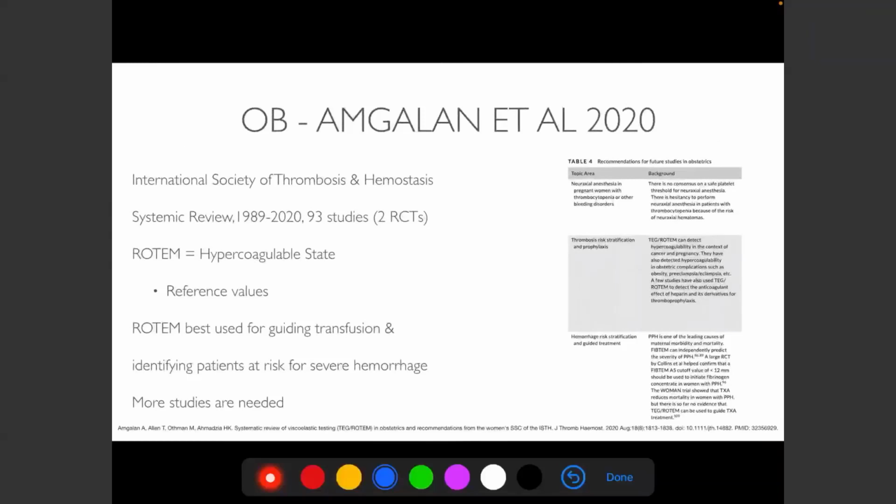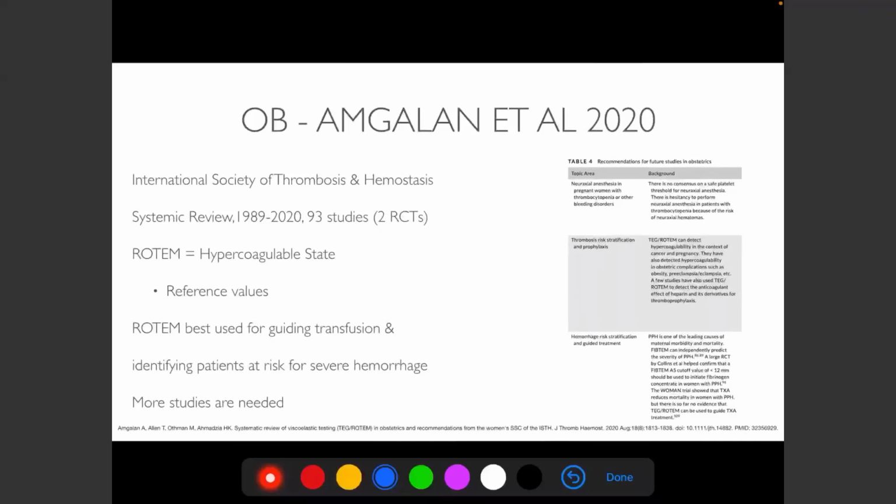The International Society of Thrombosis and Hemostasis did a systematic review of 93 studies of OB literature, and they did the study in 2020. And only 2 of those 93 were RCTs. I think it's a lot of multifactorial stuff, and the 2 RCTs they used weren't even that good, which I'll talk about in the next one. And they basically were able to do a couple things. One, they created reference values, which is really helpful in pregnancies. So we know your coagulation is going to be different in pregnancy. We just didn't know how different.